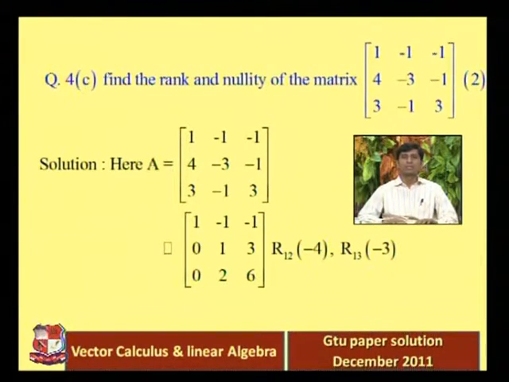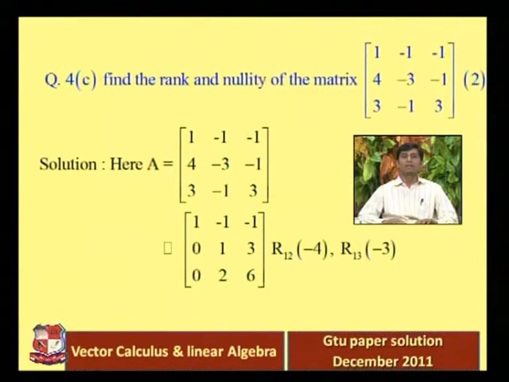We multiply the first row with minus 4 and add into the second row. The first row stays 1 minus 1 minus 1. The second row becomes 4 minus 4 is 0, minus 3 plus 4 is 1, minus 1 plus 4 is 3. Now we multiply the first row with minus 3 and add into the third row. The third row becomes 3 minus 3 is 0, minus 1 plus 3 is 2, and 3 plus 3 is 6. So the next matrix is 1 minus 1 minus 1, 0 1 3, 0 2 6.